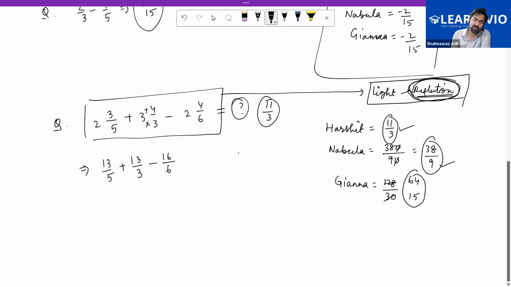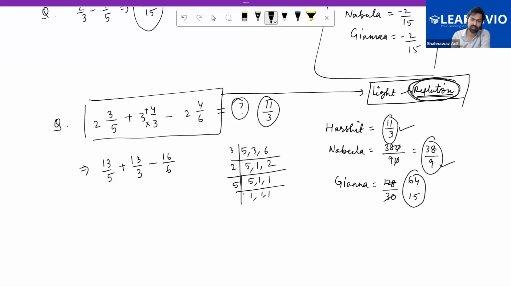So we have 5, 3, 6. What would be the LCM of these three numbers? Let's take 3 first. 30, I will use. No, the LCM is 30. Oh, so why are you and Nabila getting 90? This is 1 and this is 2, and then we can take 2. So this is 5, this is 1, this is 1. Then we can take 5. So this is 1, 1. Now this is all. So what would be the LCM? This is 3 into 2 into 5, so 30. Right, so 30 is the LCM.